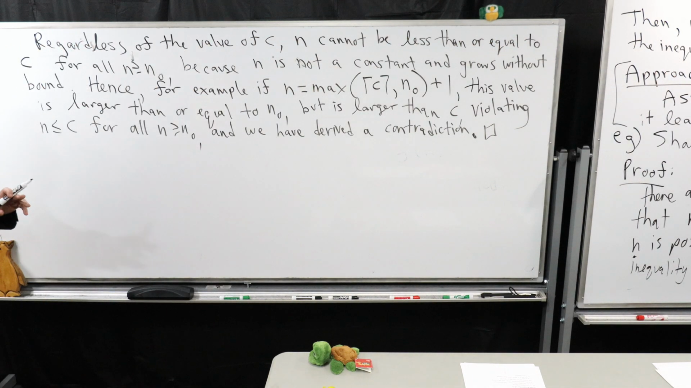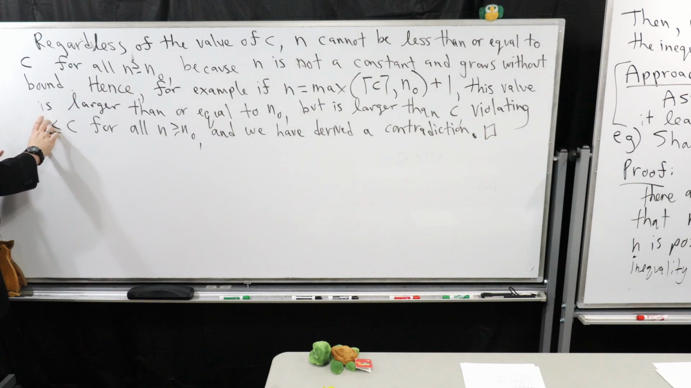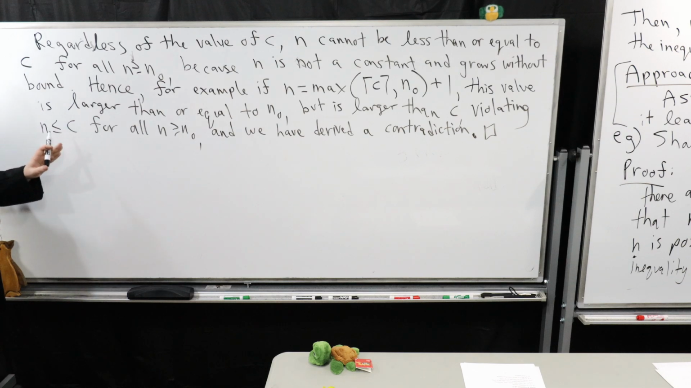If you want to see what I mean, try putting in the ceiling of c right here, and imagine that the ceiling of c is actually an integer. If it's an integer, you have no rounding to do, so you'll end up with c is less than or equal to c.